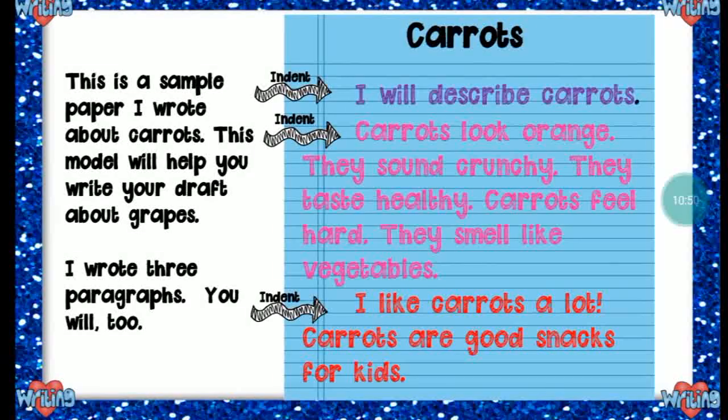They taste healthy. This is my tongue now. I've used my tongue. I've described what I saw, what I heard when I munched it, and how it tasted in my mouth. Now, carrots feel hard. I've used my hand now. I've used the sense of touch. Now, they smell like vegetables. I've used the sense of smell. You see that I've used my 5 senses in this little write-up that I did.